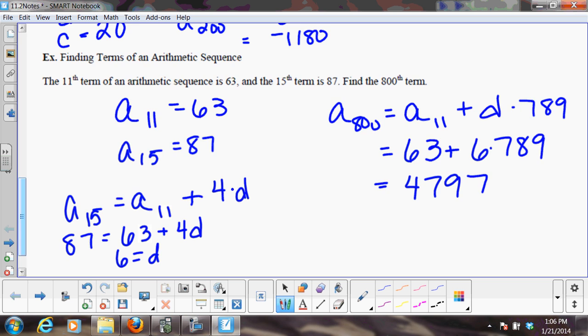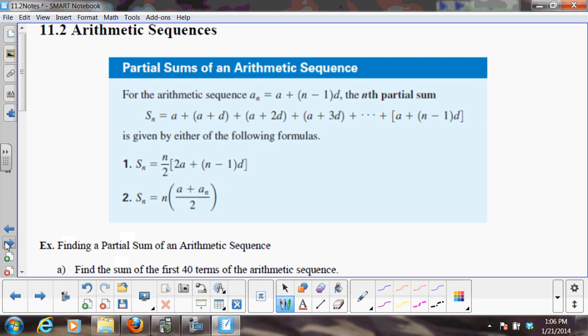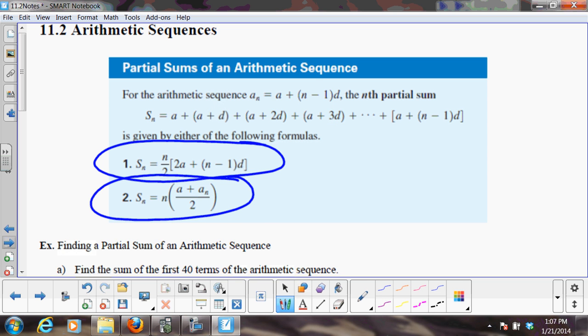On the back is the partial sums for arithmetic sequences. There's actual formulas. This is what it's written out long-wise. And then there's these 2 formulas. They both mean the same thing, just depending on what type of information is given, depends on which formula you might want to use.